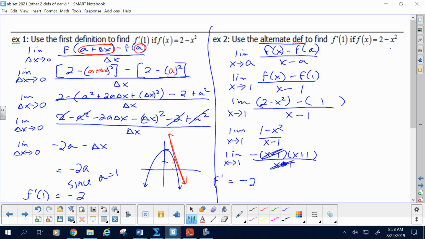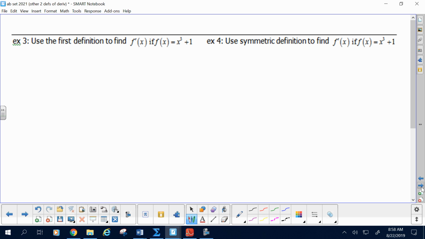Surely then you should get the same answer, and we did. Again, it means the slope is negative 2. It's just a little different logistics, a little different way of doing it. It should come out the same. Are you with me? Okay. Let's go here. Would you please do example 3 on your own to see if you're getting good at the first definition? After about 30, 45 seconds, I'll write the first step to make sure you're started off.